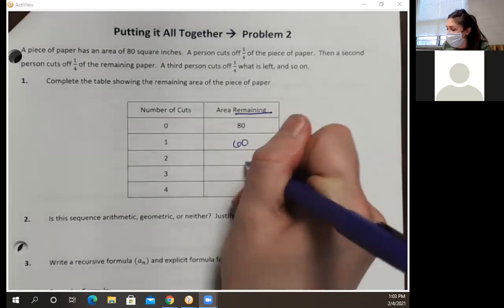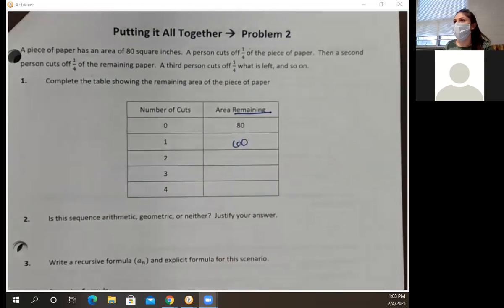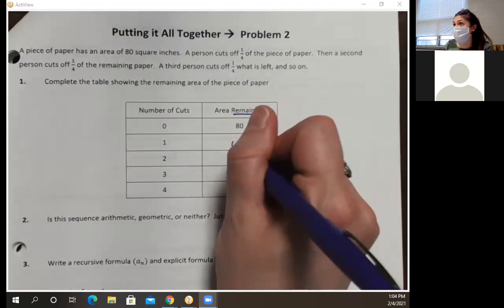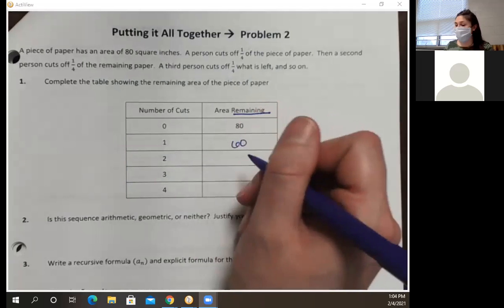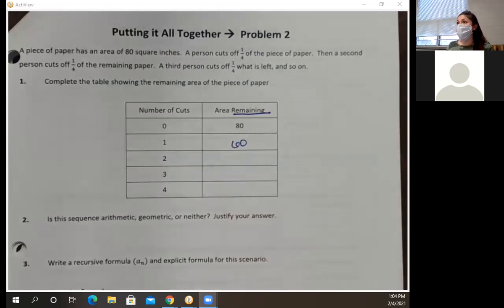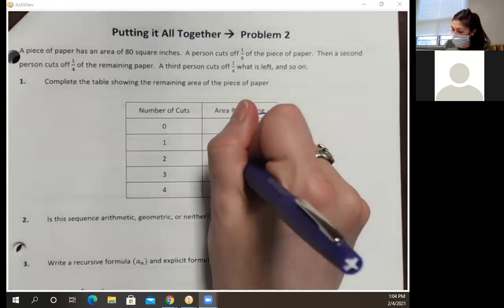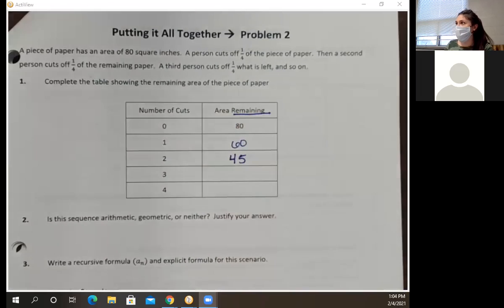How about after that second person rips a chunk off of my paper? What do I have left after the second person? Really close. 45. Remember, it's a quarter of what I have left. So a quarter of 60 would be 15. So I would take 15 away from 60, and that would leave me with 45.